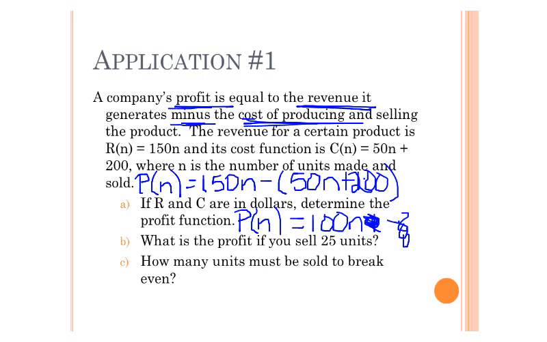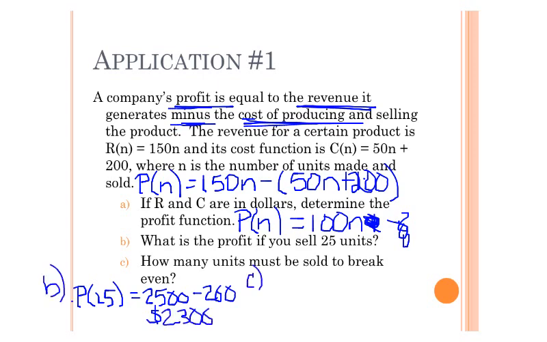What's the profit if you sell 25 units? So I'm going to put 25 in for n. So P of 25 is going to be 2,500 minus 200, so $2,300.